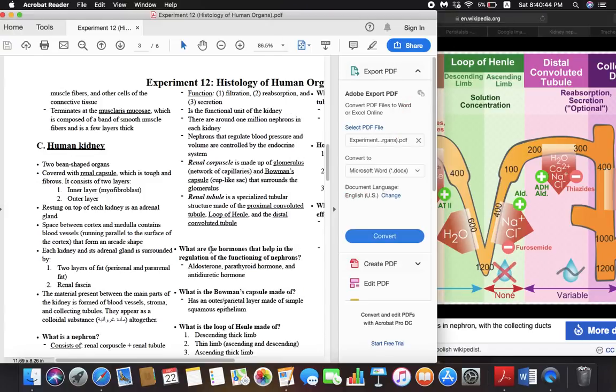What are the hormones that help in the regulation of the functioning of nephrons? Aldosterone, parathyroid hormone, and antidiuretic hormone. So these hormones help regulate the functions of nephrons.